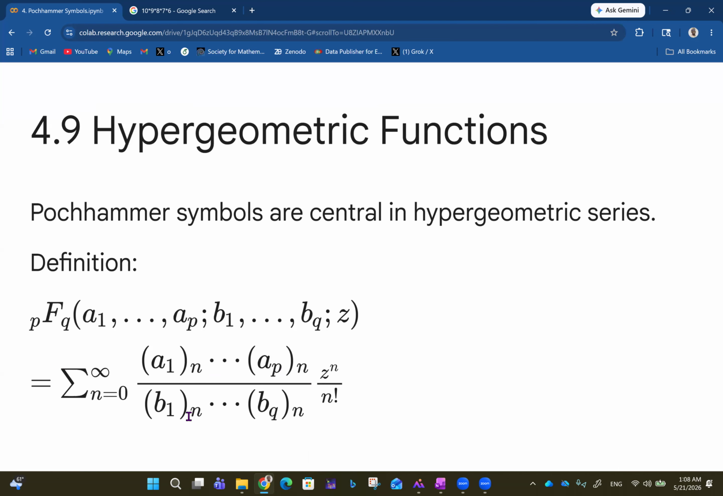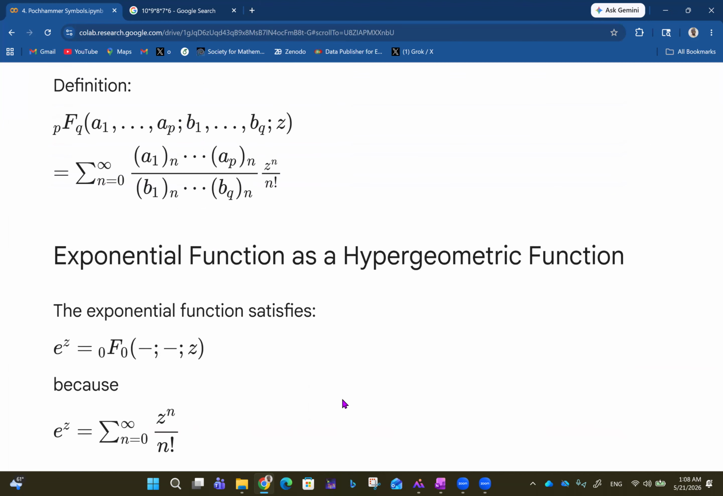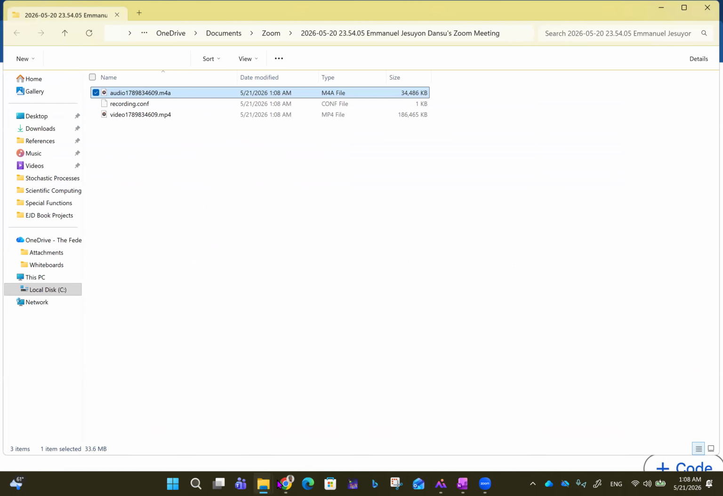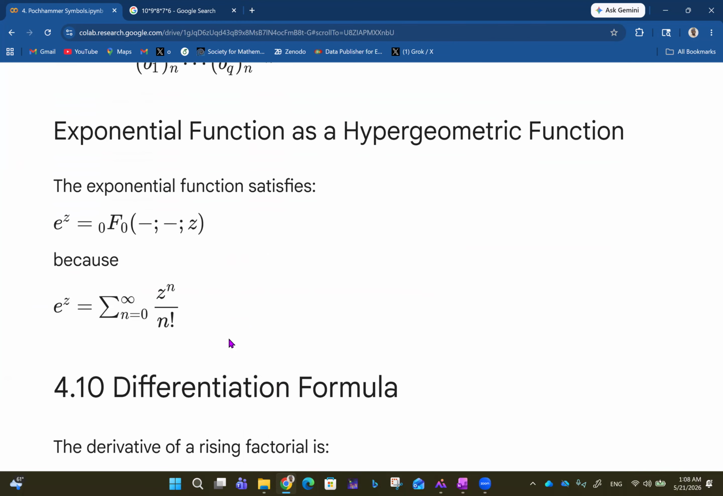So all over B1n up to BQn, and then you have Z raised power n over n factorial generally. So let's take an example of that: the exponential function as a hypergeometric function. The exponential function satisfies e raised power 0, which is 0F0, all right? Then e raised power z is simply this part, because all of these other ones are just 0. So you just have summation from n equals 0 to infinity of z raised power n over n factorial. That's what the exponential function looks like in terms of hypergeometric function.